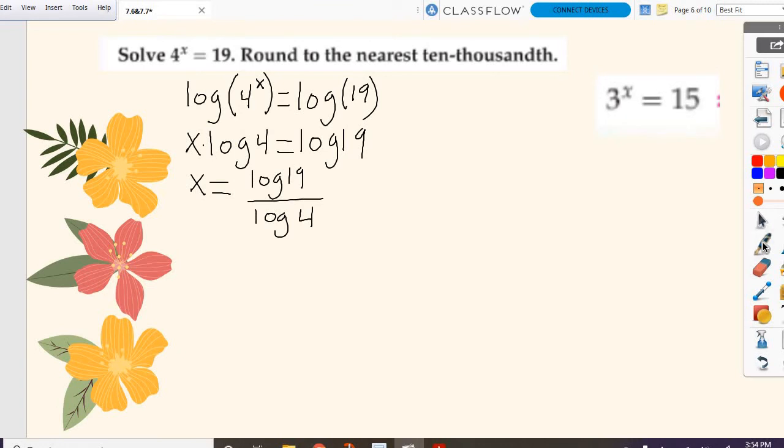There's going to be an important thing though, so you're going to type in log 19, and you need to make sure that you end that parentheses around your 19 before you click your division bar. And when you plug all of that in, you're going to get approximately, and they tell us to round to the nearest 10,000th, which remember is 4 decimal spots. So we get 2.1240.